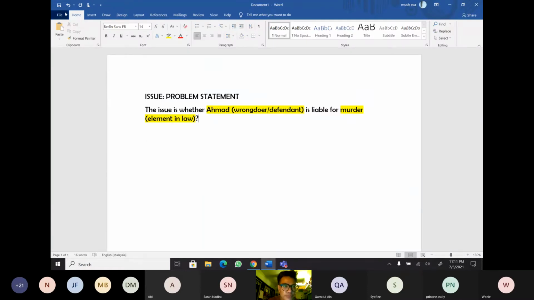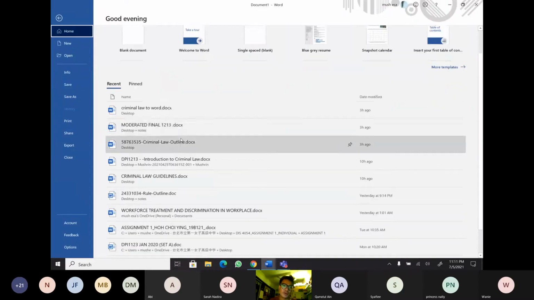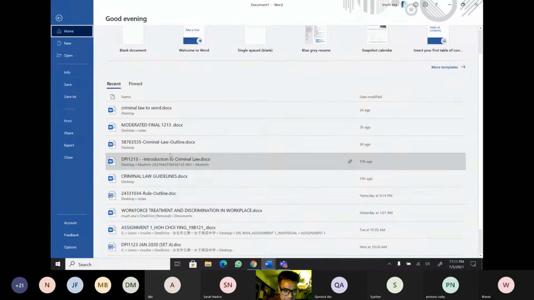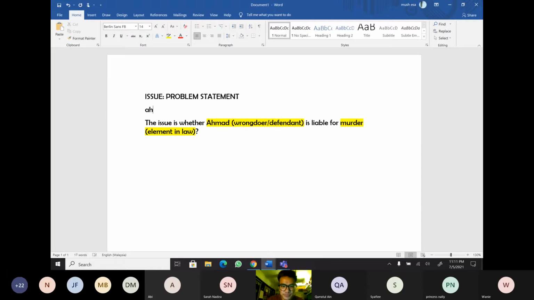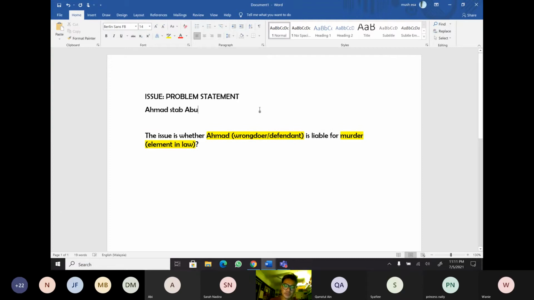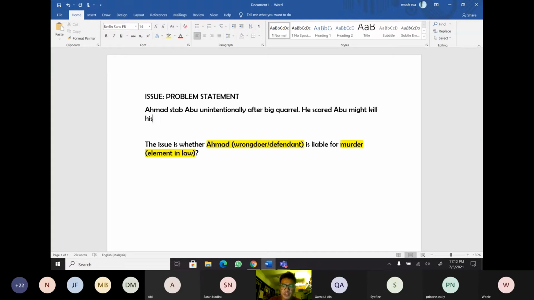Masalah tu question ni. Criminal law, moderated final. Ada soalan final ni. Tak apa. Kita macam ni je. Ahmad stab Abu, okay, unintentionally after big quarrel. Scared Abu might kill his wife at home. Macam sama soalan tu.